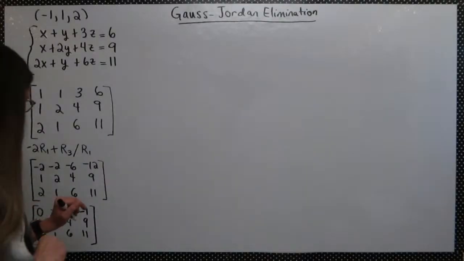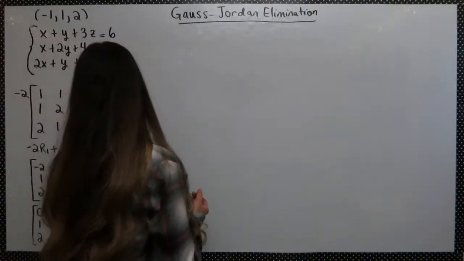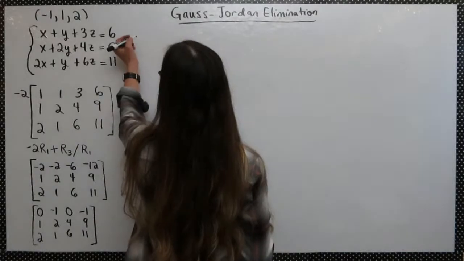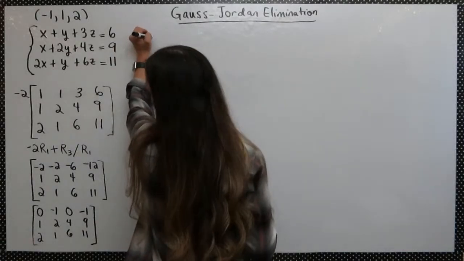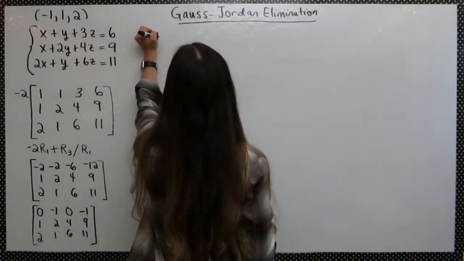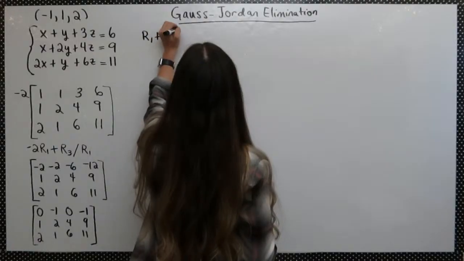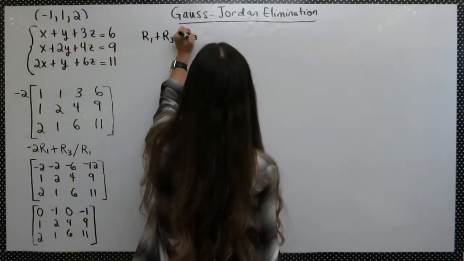So we're not gonna multiply anything. We're just going to add row 1 and row 3 rather, and we'll replace row 3. Let's see what happens.